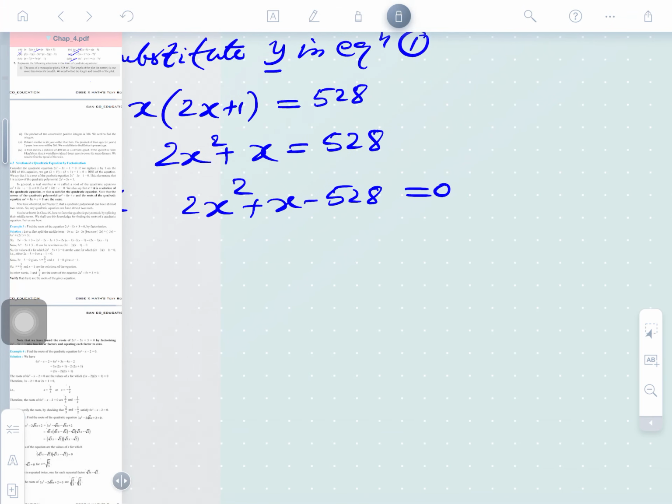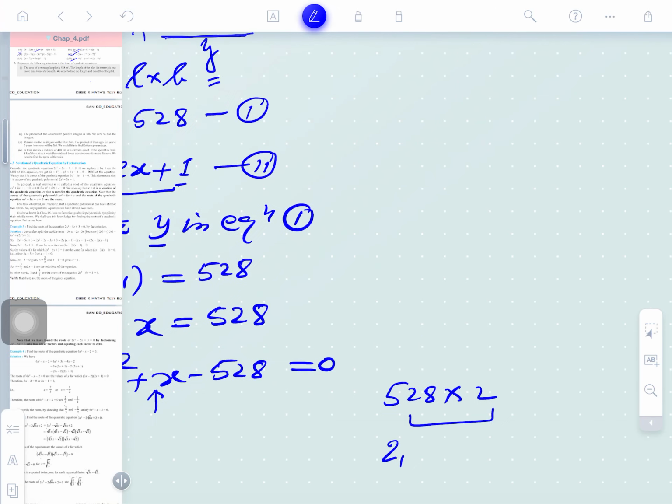So for this we have to take 528 into first 2. These are to be broken into factors, minimum factors, and from these factors two are to be composed whose sum or difference must be the middle term. What is the middle term coefficient? 1. The coefficient of x is 1 here. So 528 is to be broken into factors here. So first you will break it as 2. So we can factorize it. This is our work here.